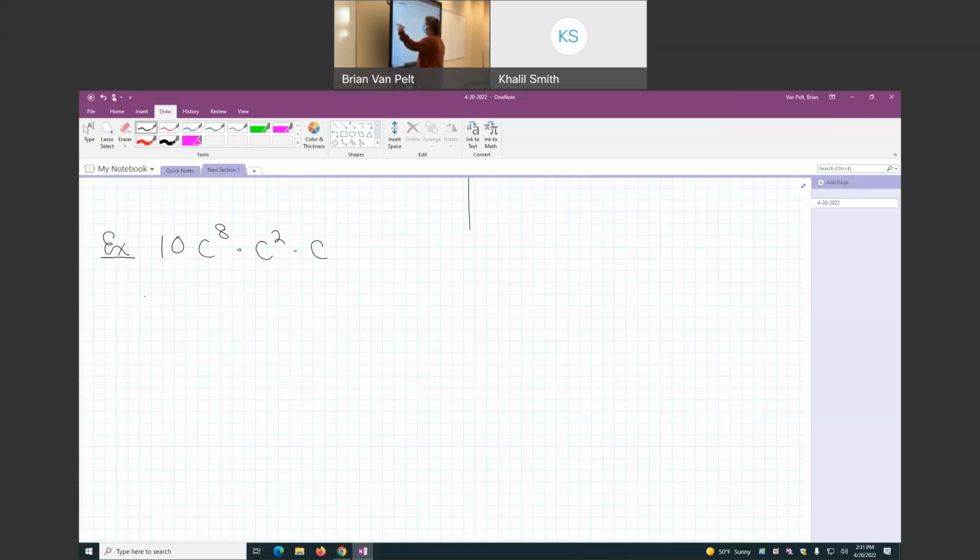Or 10? The 10 cannot mix with the C. We don't know what it is. Oh, we can't. Anything to the 11? Until I know what C is, I can't really multiply 10 to it. So would you say C to the 11?